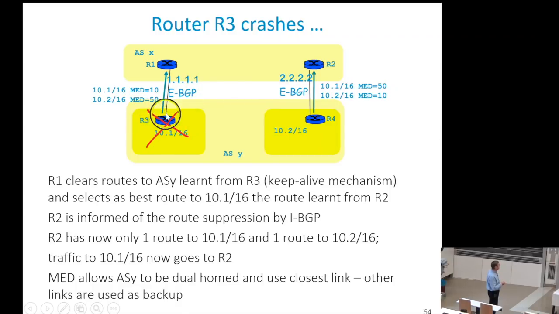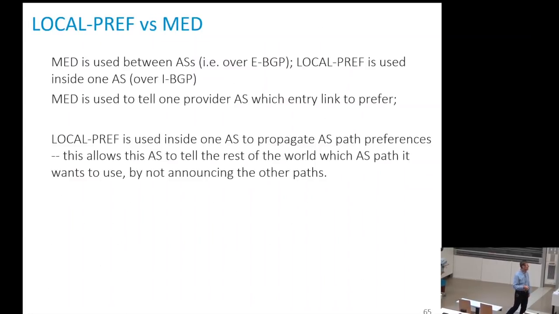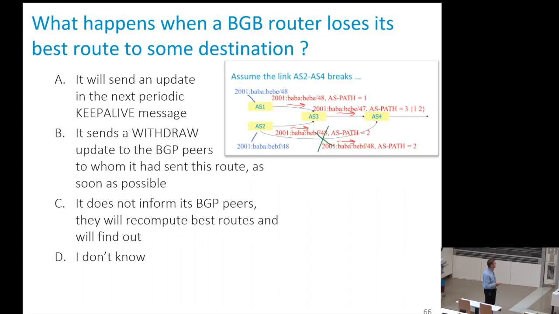Now what will happen when this crashes? R1 will detect that this router is no longer valid, so all the routes it has obtained from it will be deleted. Now it has remembered in its adjacency RIB in the route to 10.1 that had a bad MED, which it did not select, but it still remembered. When the other one disappears, it gets the other one. So traffic to this destination will go this way, which is better than going nowhere. Hopefully there is a link inside Y here. So that allows to have backup.